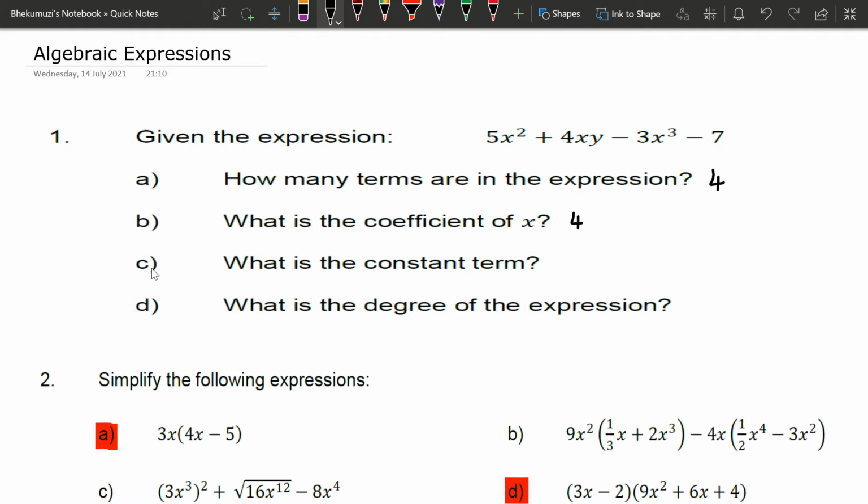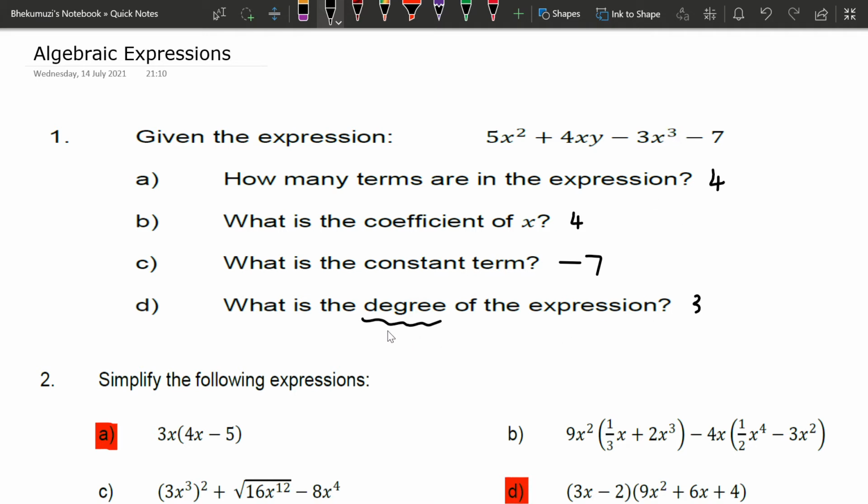And then you can also go on and say, what is the constant term, right? And the constant term here is just minus 7 or 7. And then what is the degree of the expression? Now, when they talk about the degree, they are actually looking for the highest exponent, right? And that would tell us the degree of that expression or polynomial. So in this case, the degree of this expression is 3 because it has to the power 3 there.